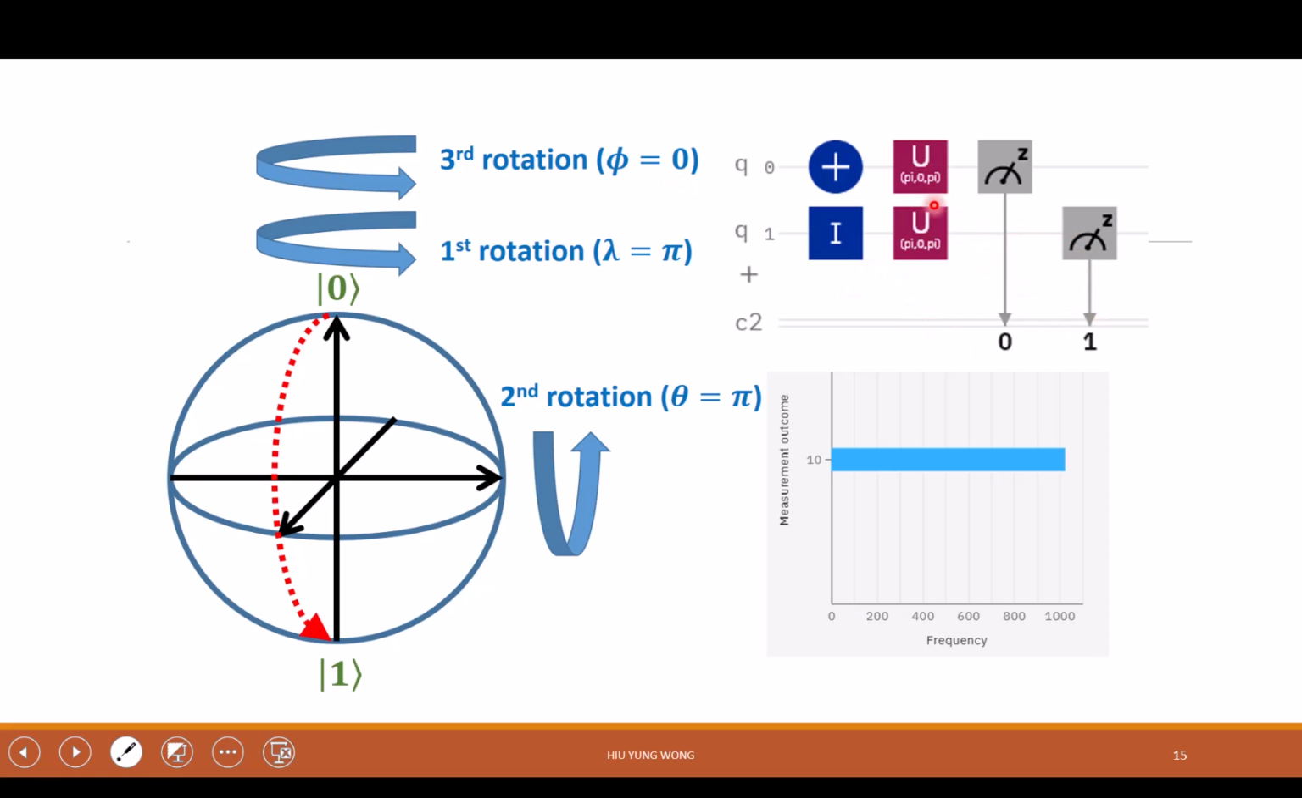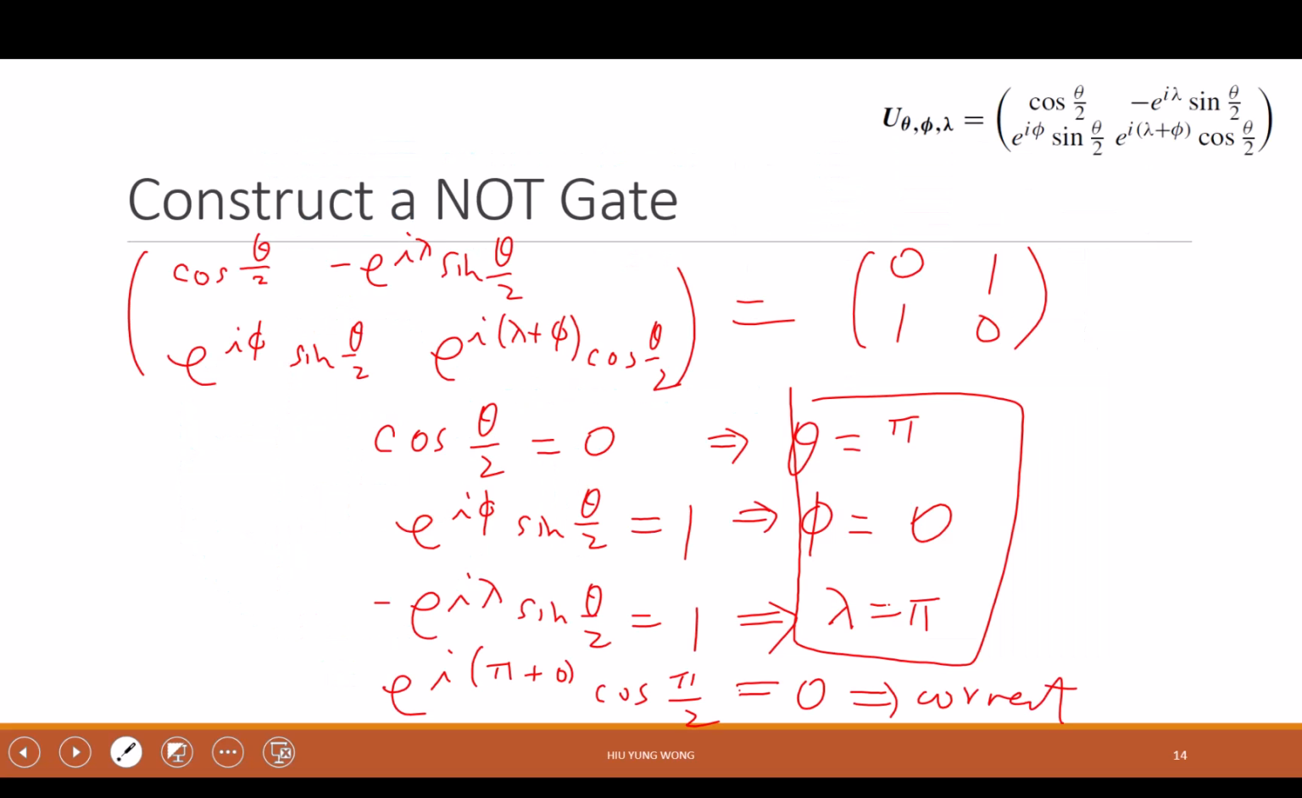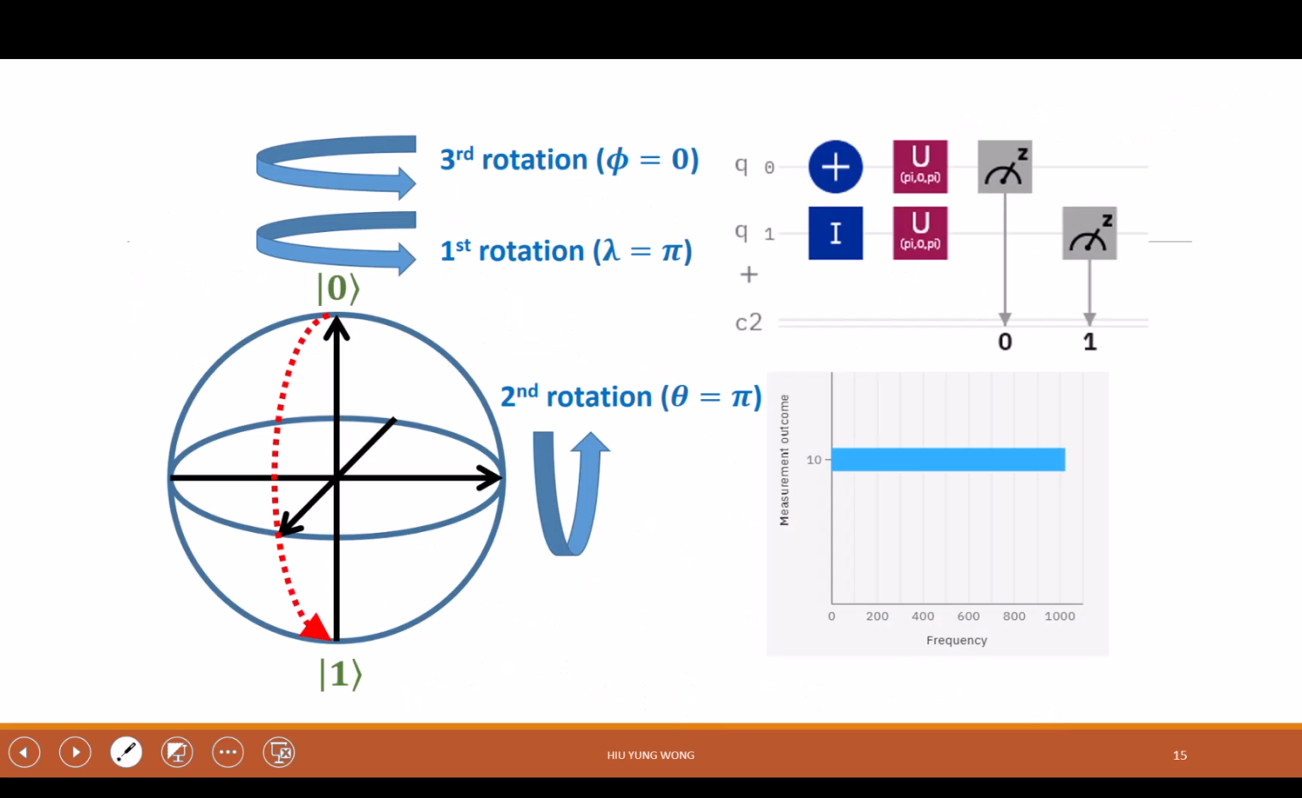I have this general gate, pi, 0, pi. The first pi is theta. The second is phi. The last pi is lambda. Just because of the notation, it's very confusing. Pi, phi, pi, that's how you write it. However, the first rotation is actually lambda, not the last one. Okay? Just watch out for the notation.